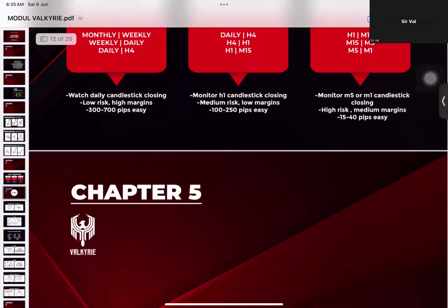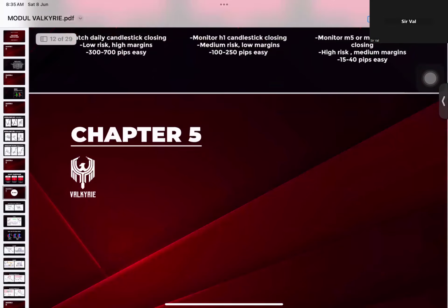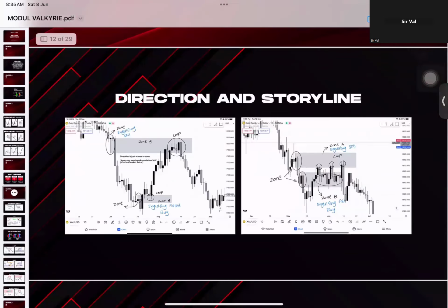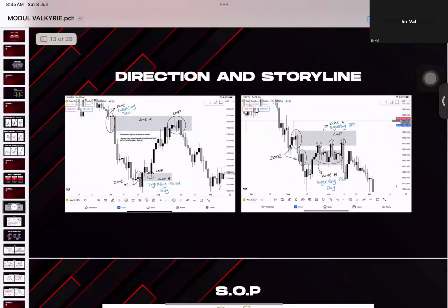If it is H4, you need to be precise to the H1 first. It cannot be skipped. If you have an H4, but price didn't touch any H1 and there is no CMP, I will not enter. H4 needs H1, H1 needs H4. They need each other. Now, the direction and storyline. How?